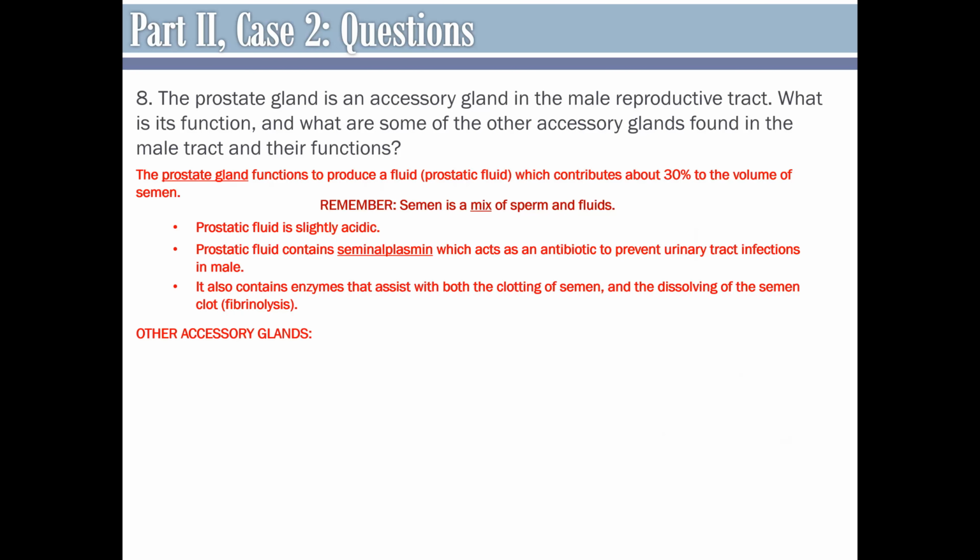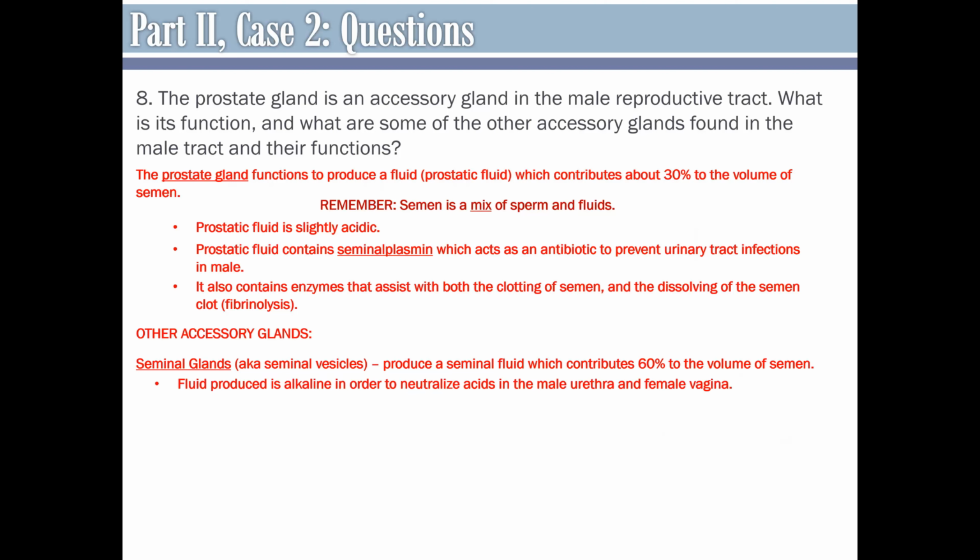The other accessory glands are the seminal glands, also called the seminal vesicles. These produce a seminal fluid which contributes 60% to the volume of semen. The fluid produced by these glands is alkaline in order to neutralize acids in the male urethra and the female vagina. The fluid contains a high level of fructose, which acts as an energy source for sperm.